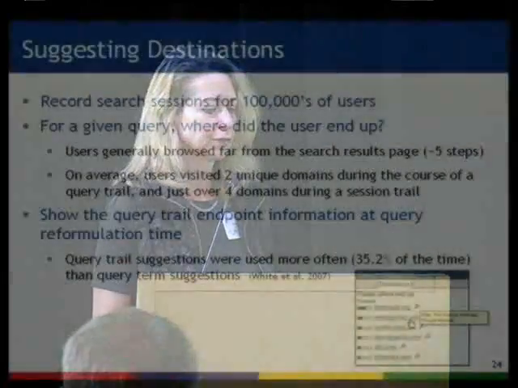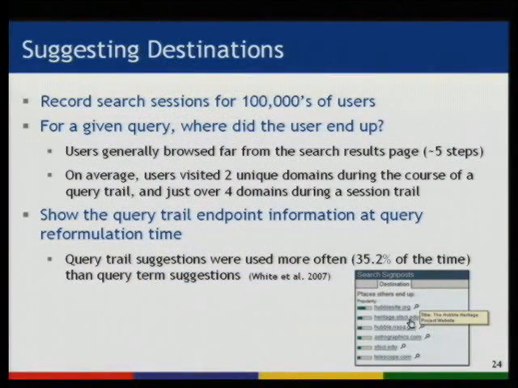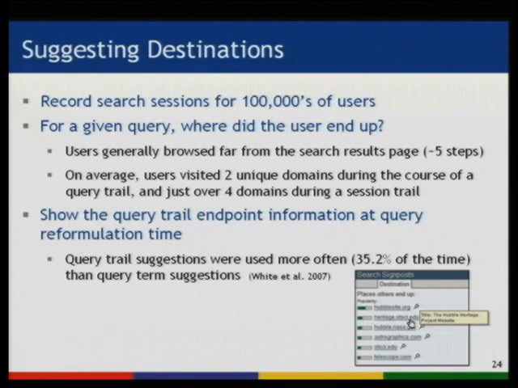Another kind of recent piece of work, which you folks might not be that familiar with, is this suggesting destinations idea that Ryan White et al. did at Microsoft Research, where they recorded search sessions for hundreds of thousands of users in their toolbar. And they didn't just look at what they clicked on right after the search, but they followed their clicks throughout for that query and for the session. And they found, for example, that users generally browsed very far from the search results page. They went out 5 steps on average.